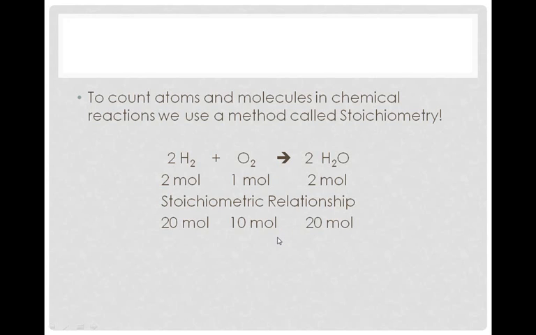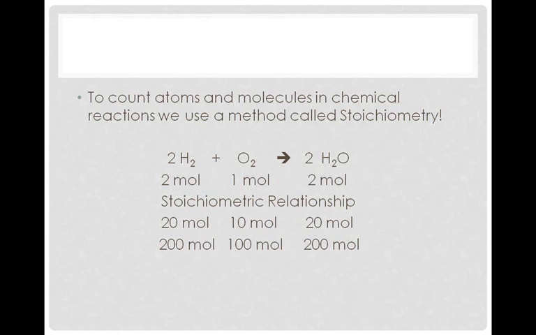Let's say instead of 10 moles of oxygen, we have 100 moles. Since it's going to follow the stoichiometric relationship, if all 100 moles of oxygen react, it must react with twice as many moles of hydrogen. That's 200 moles. For every 100 moles of oxygen that reacts, 200 moles of hydrogen must react with it, and we will form 200 moles of water in a 1 to 2 relationship between reactants and a 1 to 2 relationship between O2 and the product, H2O.